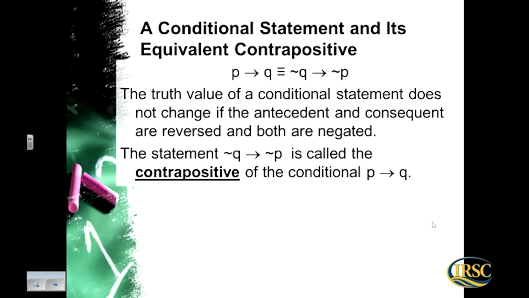This is called the contrapositive of the conditional. When you take an if-then statement, reverse it, and negate both sides, you have created the contrapositive. So in your homework, if it says, write the contrapositive of the statement, then that's what you're doing. You're taking the statement that was in words, you're reversing it, and you're negating both sides.